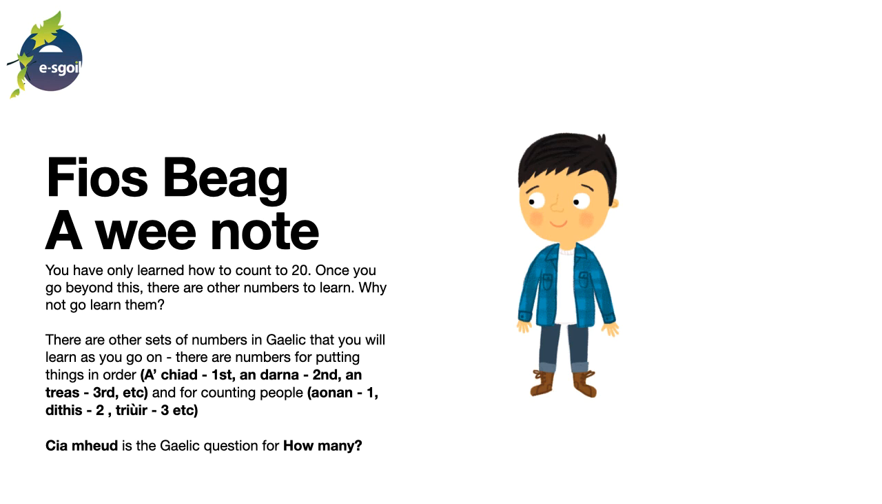And for counting people. Aonan, dithis, triùir: one person, two people, three people. And cò mheud is the Gaelic question for how many.